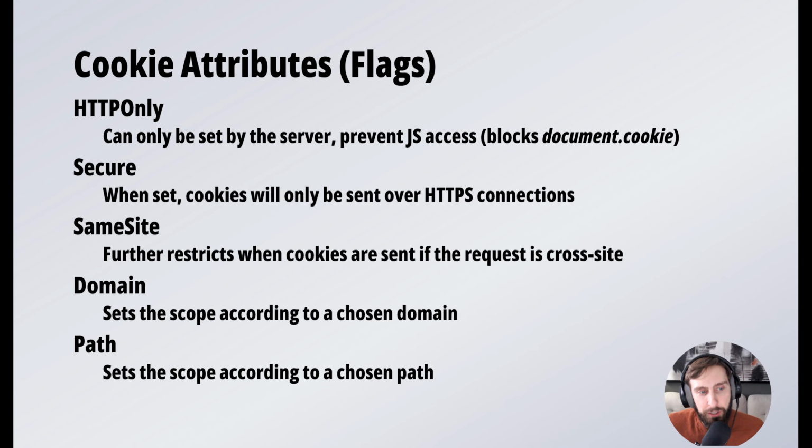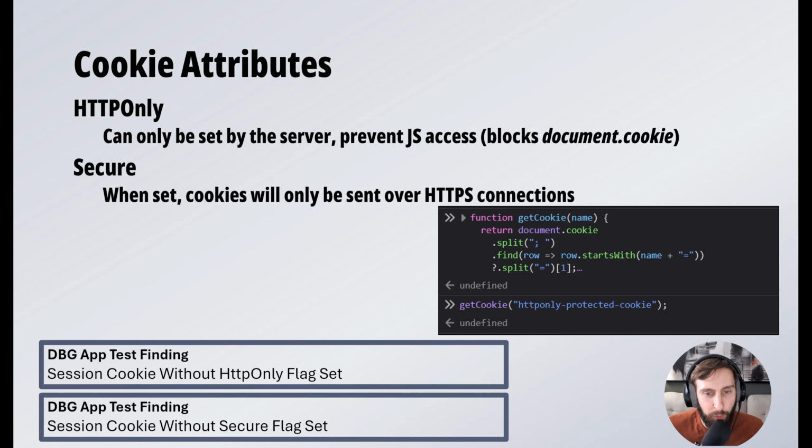SameSite is an attribute that restricts when cookies are sent depending on the context of the request. We'll talk about that later. Domain sets the scope according to a chosen domain, and the path attribute sets the scope according to a chosen path. And we'll dive into those in a moment. First, this is all we're going to say really on HTTP only and secure because they're very, very simple.